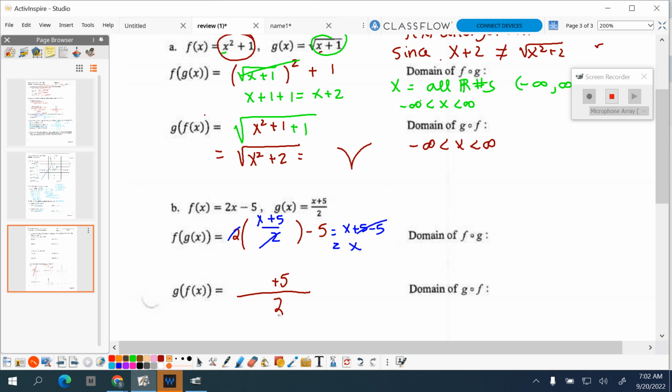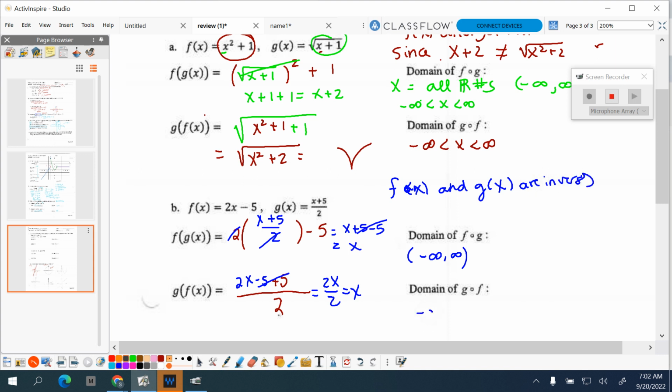Domain here is negative infinity, positive infinity. Did interval notation. Let's go ahead and plug in f here. So 2x minus 5. This cancels. I get 2x over 2. And I get x. So since x equals x, f of x and g of x are inverses. And lo and behold, their domains are the same.